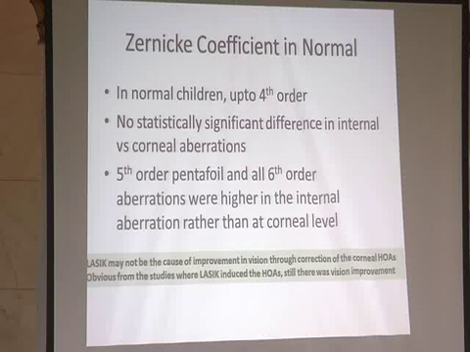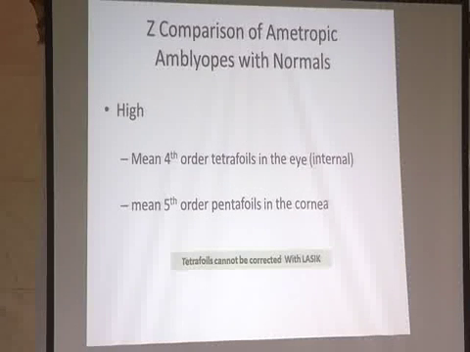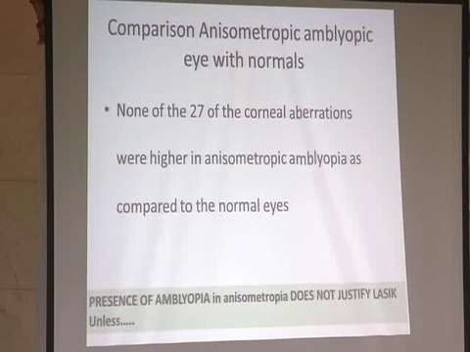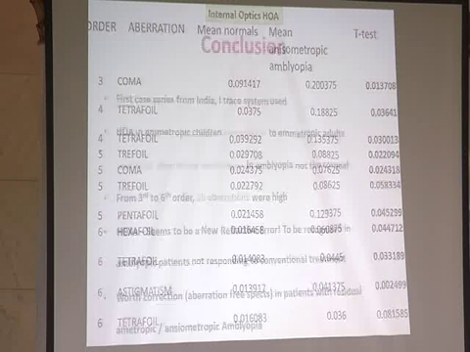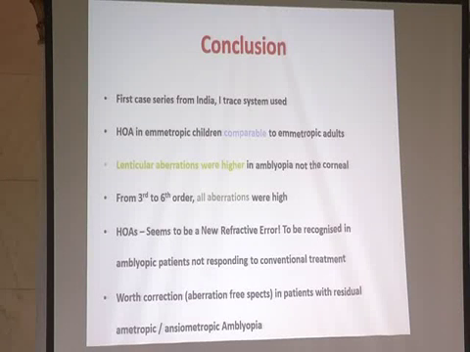We also found Zernike coefficients, around 27 of them from second order up to sixth order, and we did not find any statistically significant difference in internal versus corneal aberrations in normal people. While in children who had amblyopia, there were significantly high internal aberrations as compared to corneal aberrations. Corneal aberrations, all 27 of them, were normal in amblyopic eyes, while all internal aberrations were significantly high. So in conclusion, I think this is the first case series from India where the eye trace system is used in children to evaluate higher order aberrations.